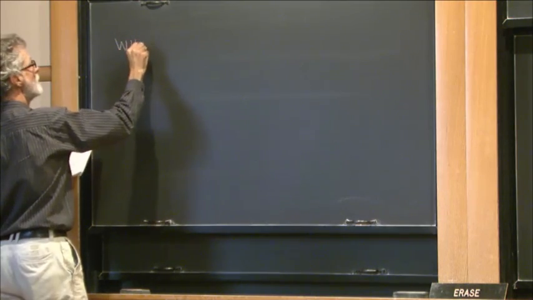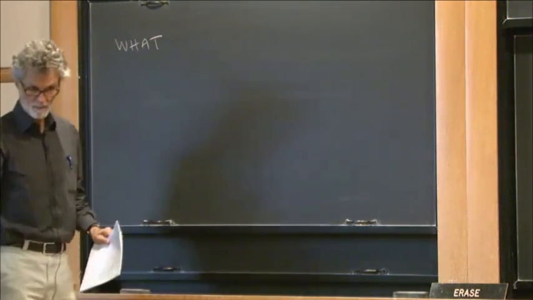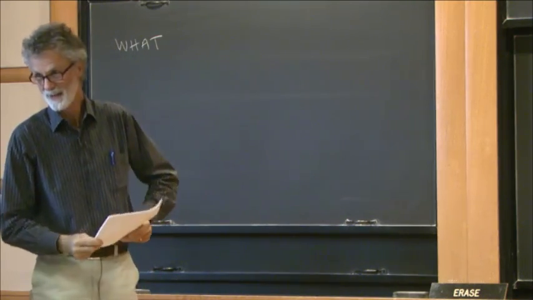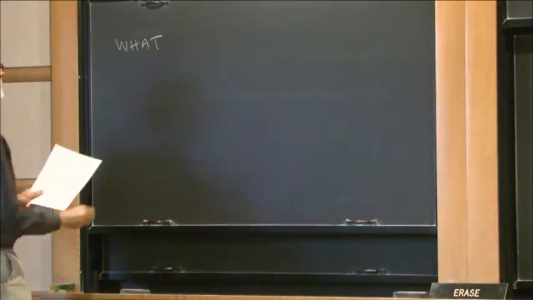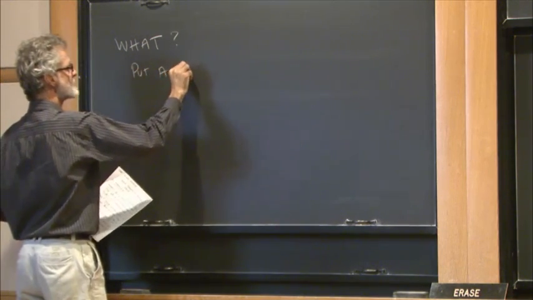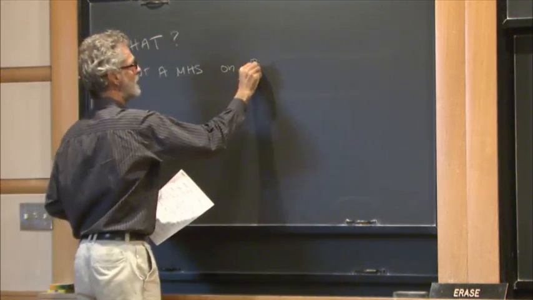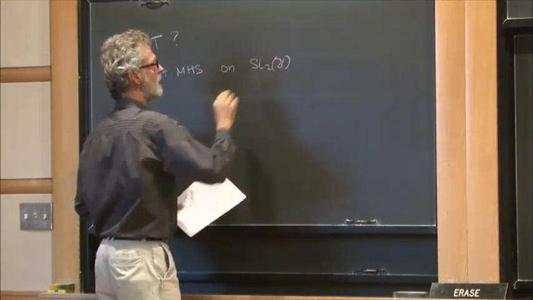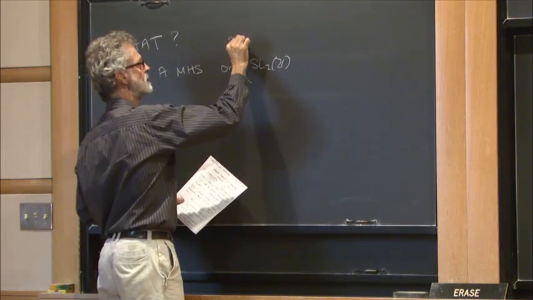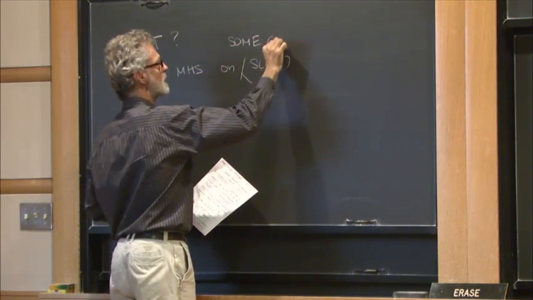I've written, by the way, I'll post my notes on the web. I'll wait until you ask questions, and then I'll make all the relevant corrections, and then I'll put them on the web. So what? I want to put a mixed Hodge structure on SL2Z. So, well, this is a discrete object, so I'm going to have to take some completion, which I'll explain soon.